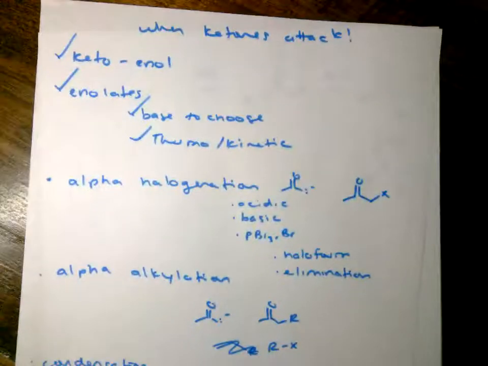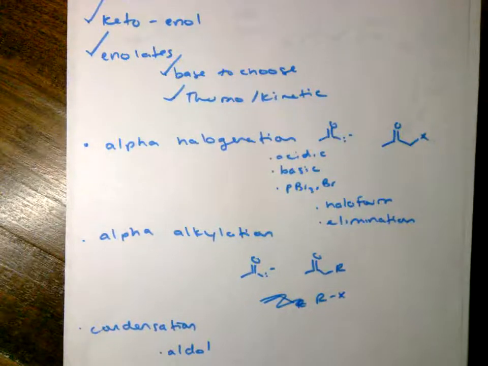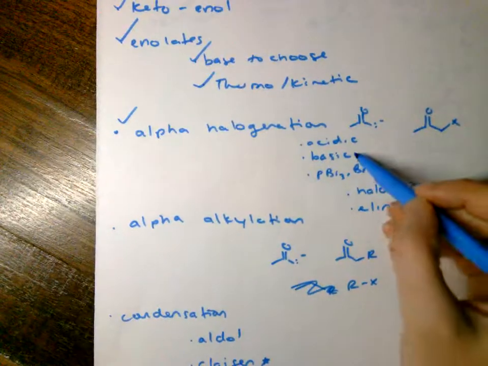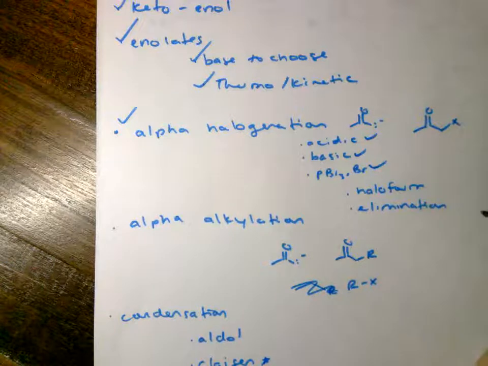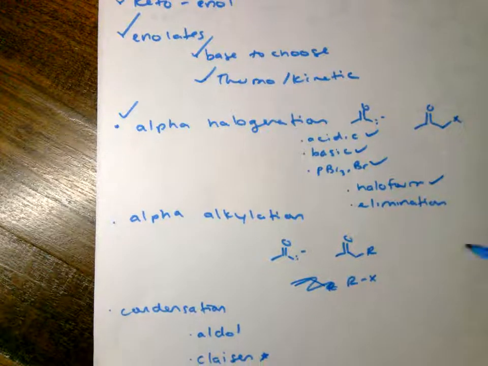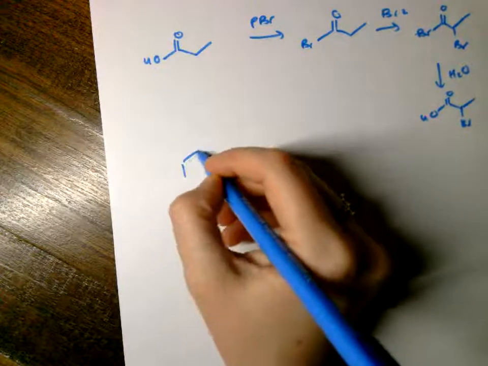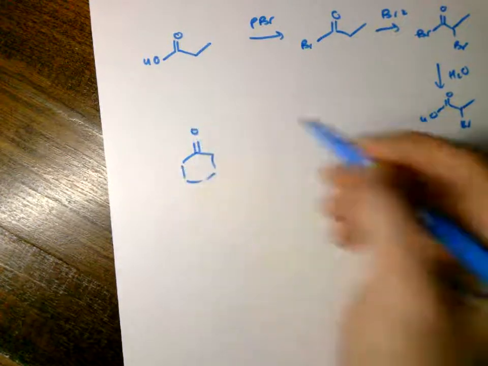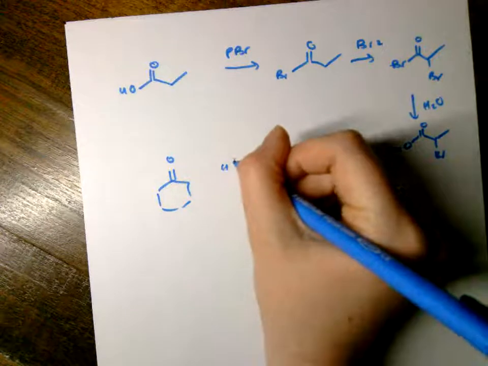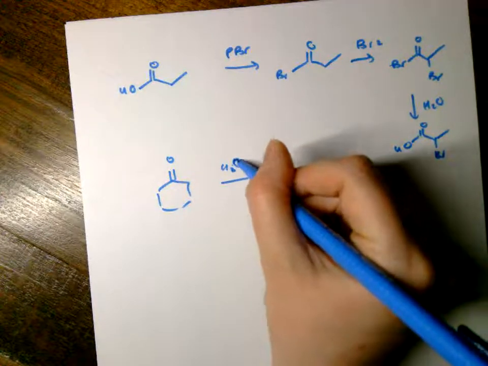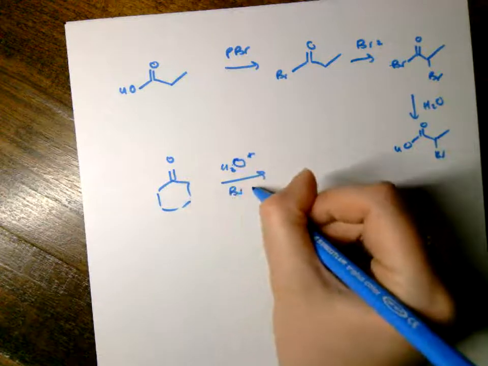So what have we covered from our list now? We've done alpha halogenation, we did basic, acidic, and PBr3, and we also talked about haloform formation. We didn't do elimination, so let's go ahead and do an elimination one. So I had used, I'll just do it again just so you can see. I used H3O plus and Br2.